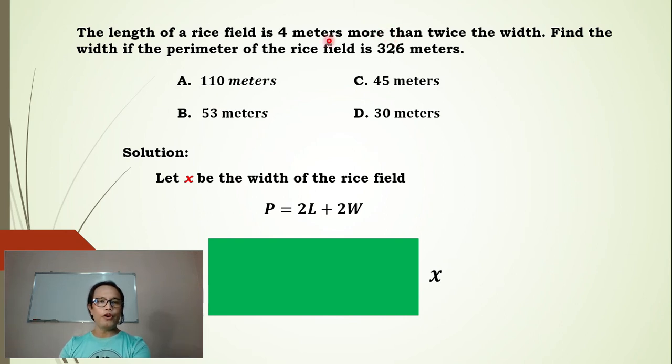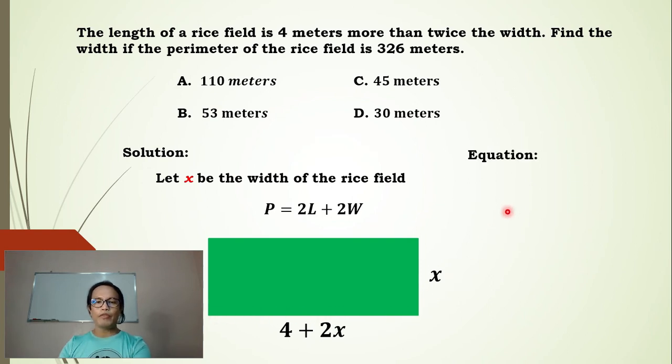So therefore, from the phrase here, 4 meters more than twice the width and our width is x, we can represent the length as 4, which is the 4 meters, more than, which is addition in mathematics, then twice and times our width. So twice the width, 2 times the width. This is x. So this is our width and this is our length.